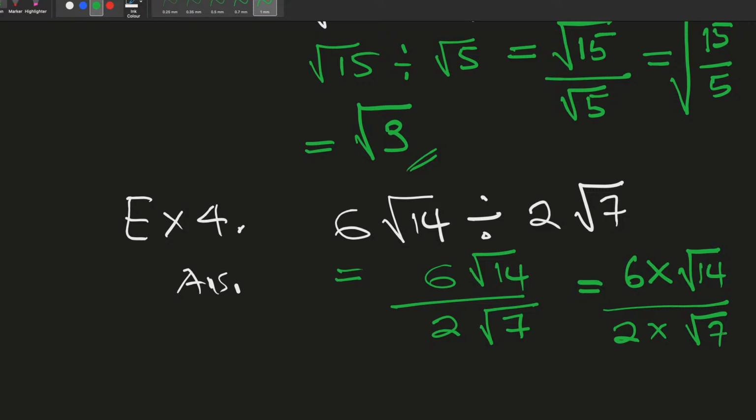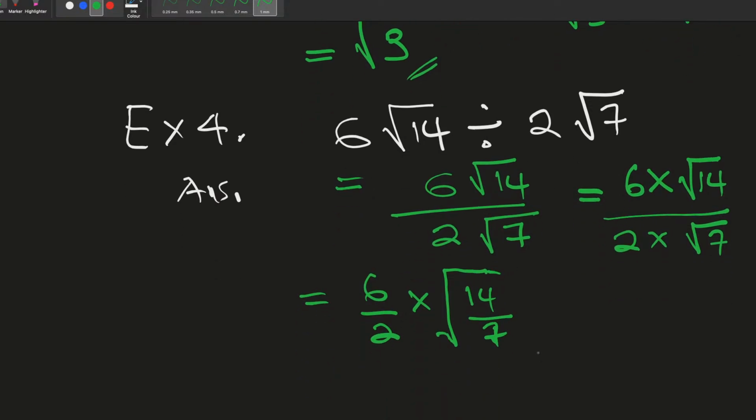So this equals 6 divided by 2 multiplying, remember, we can write it this way since they all carry the surd, √(14/7). So we can write this one as this because of the property of surds.